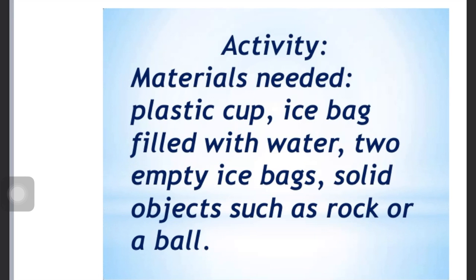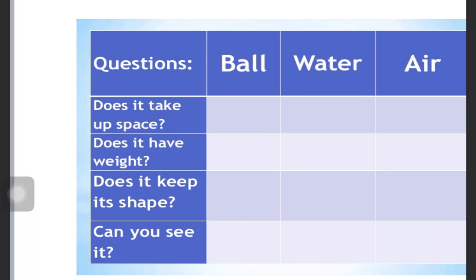Here are the questions: does it take up space? That is, does it have weight? Does it keep its shape? Can you see it? We have here a bowl, water, and air. So now you can write an example, and then water or air.